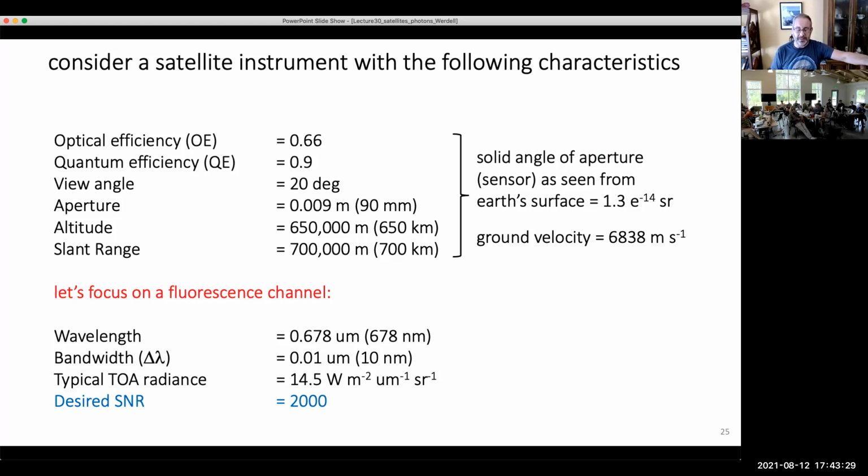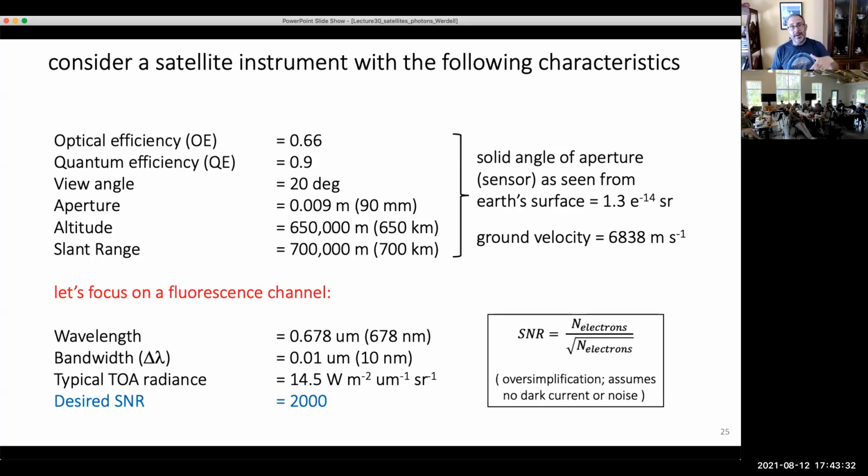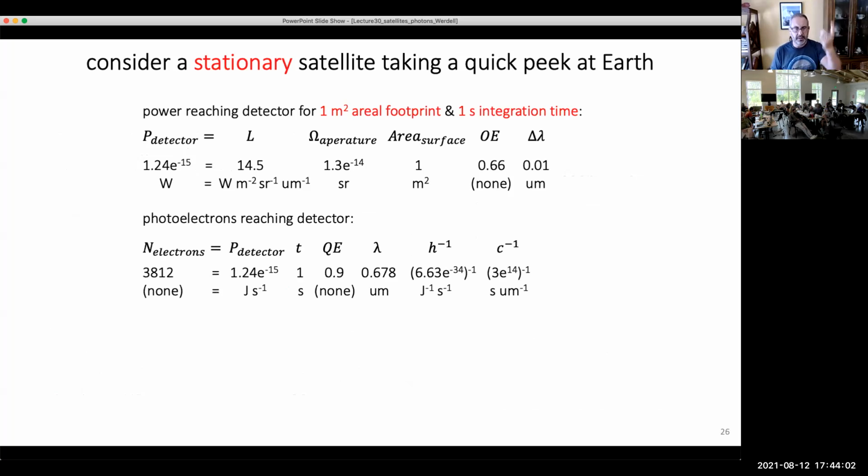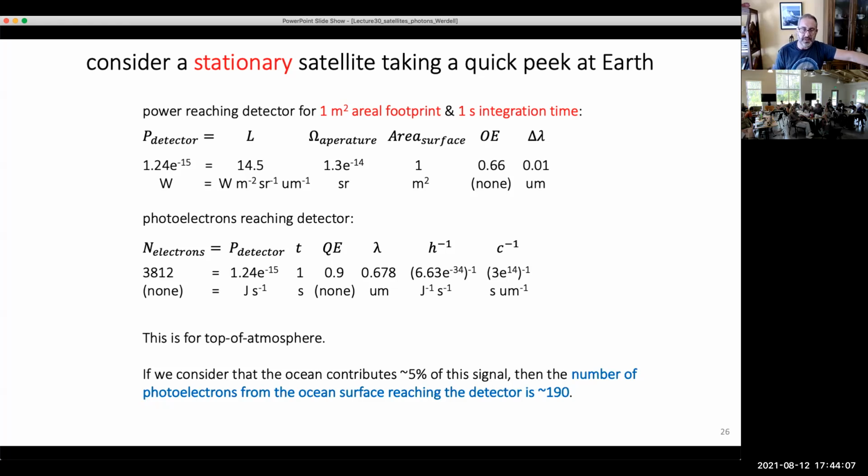This has been a massive headache. When I'm talking about simple SNR here, just for completeness, this is a massive oversimplification because it's not including a bunch of things, but we're really talking about the number of electrons over the square root of the number of electrons. All right, so again, all the units are here, all the numbers are here. You can recreate this on your own. The end result on the left-hand side is the power reaching a detector for a 1 square meter areal footprint viewed for 1 second. Number of photoelectrons, 3,812 under this scenario, at the top of the atmosphere.